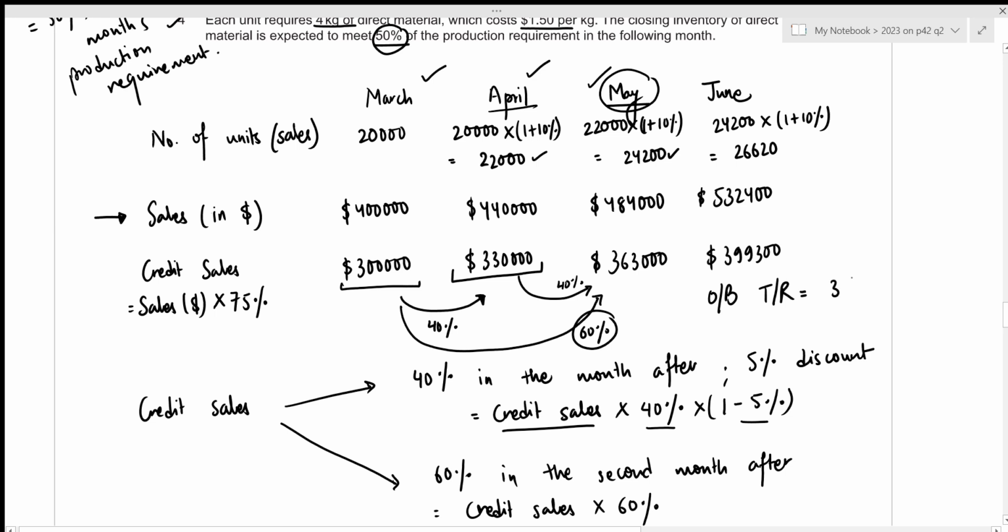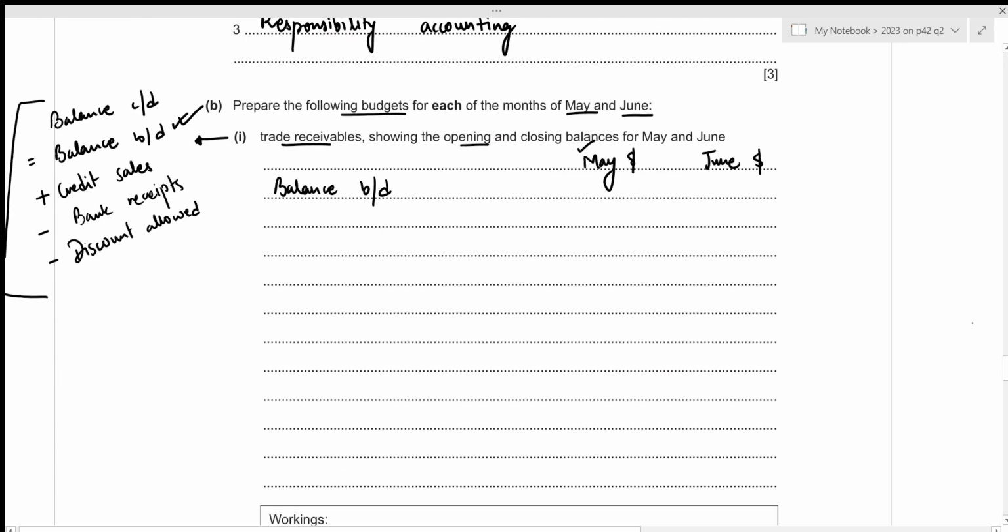So we start with 60% of 300,000. This is a payment yet to be received for the credit sales made in the month of March. Then 330,000, which is the entire amount of credit sales made in the month of April, which is yet to be received. This results in the amount of 510,000. This will act as the opening balance of trade receivables in the month of May. Let's write it down. So that's 510,000.